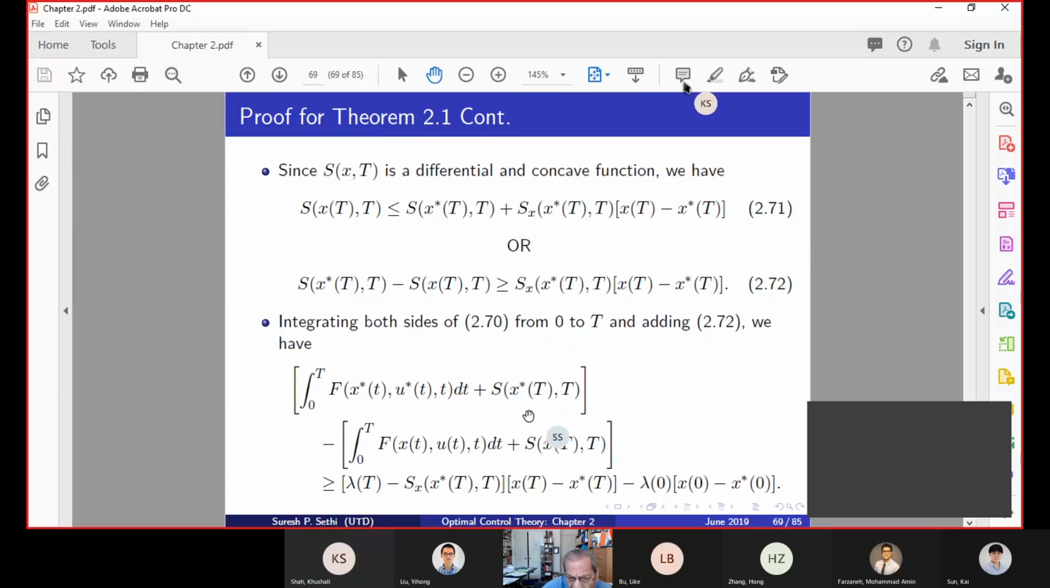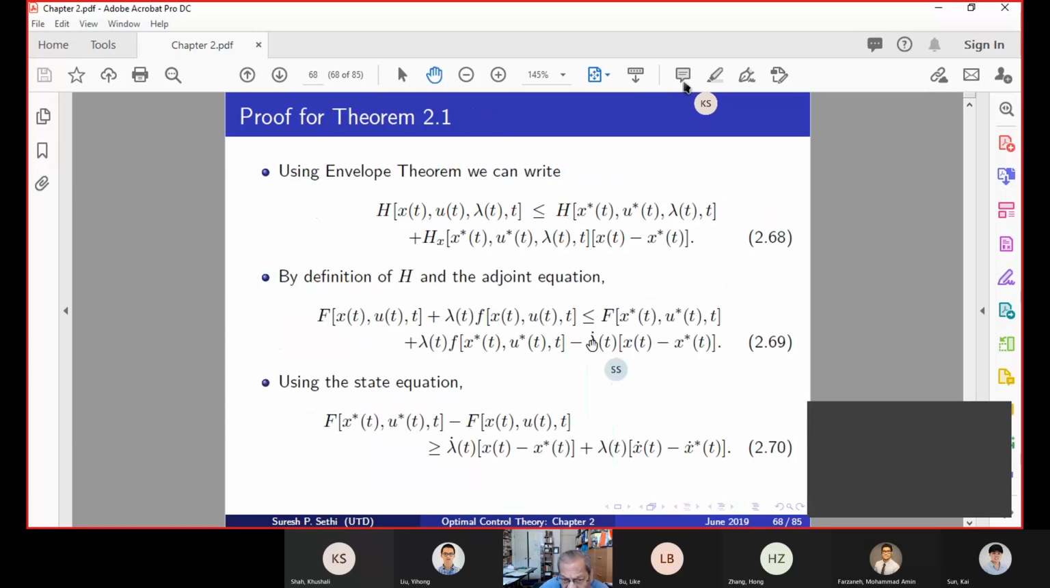So if you ignore this, I don't have this, okay? So on the left-hand side, suppose S is 0. On the left-hand side, this is the objective function and optimal solution, and this is the objective function for any other solution. S is 0, so this goes away. But this is lambda times that minus lambda 0 times that. So that's what I meant by this.